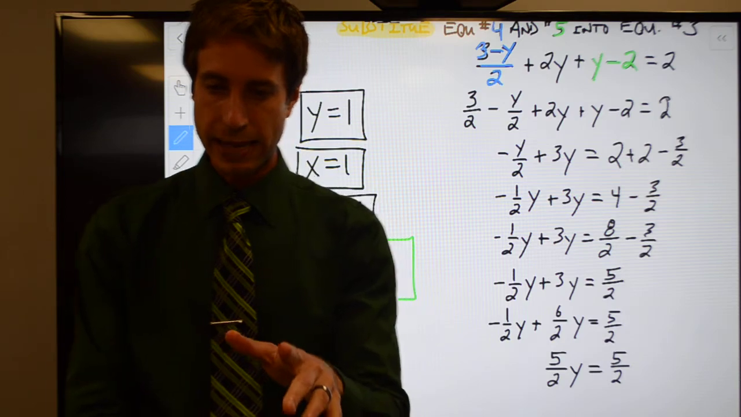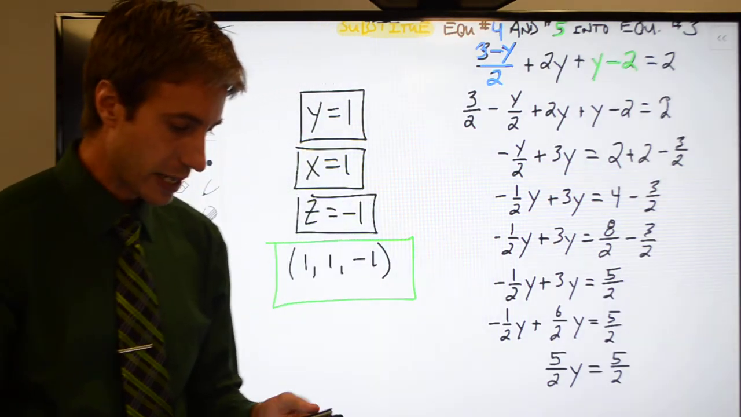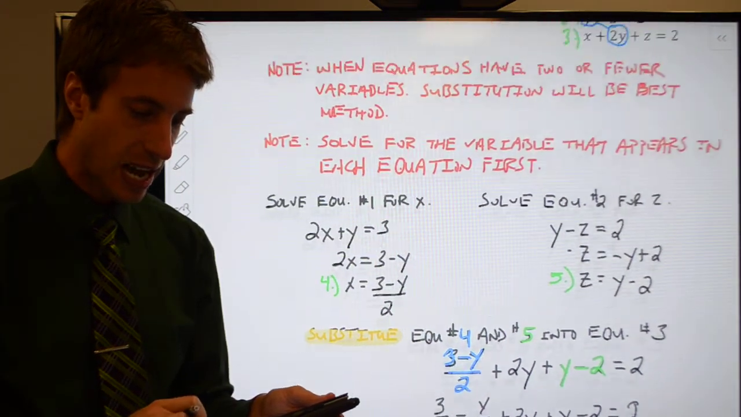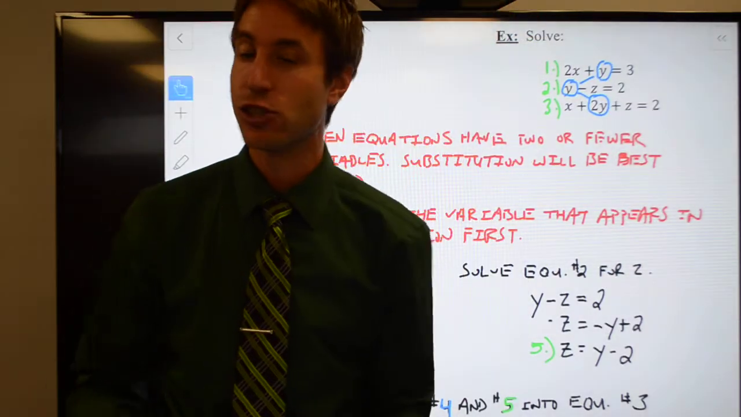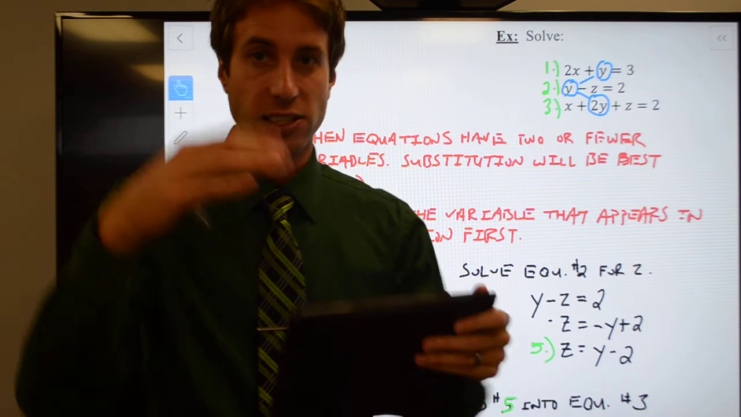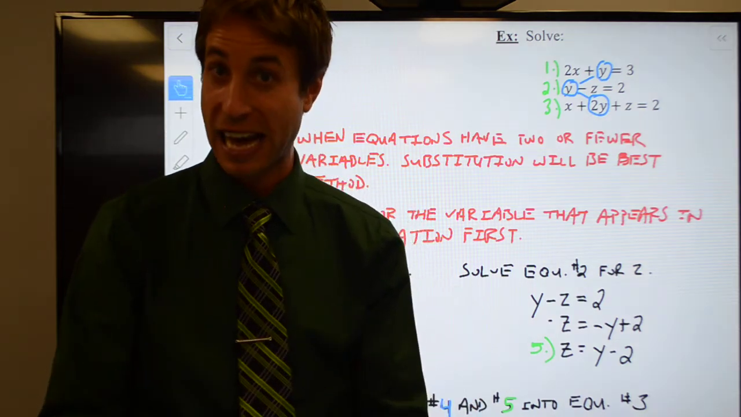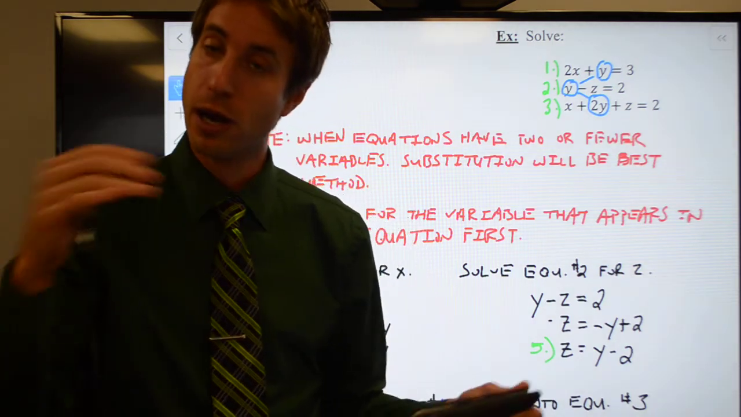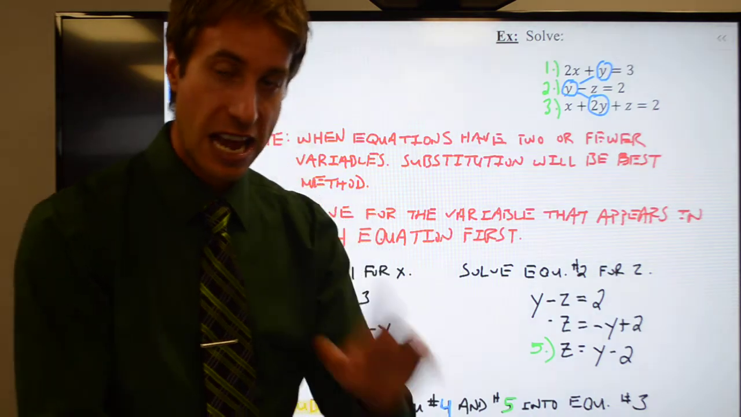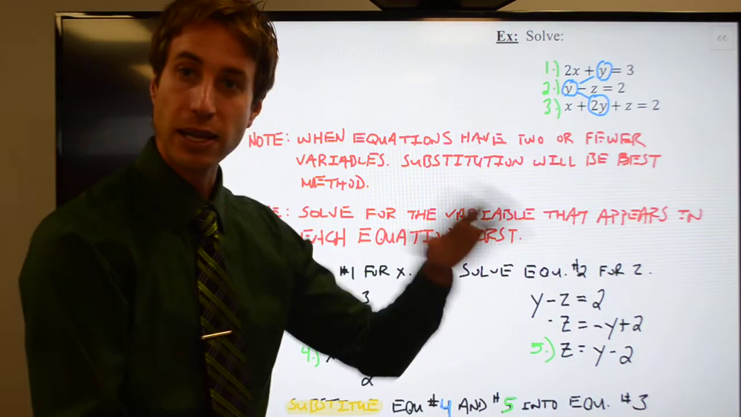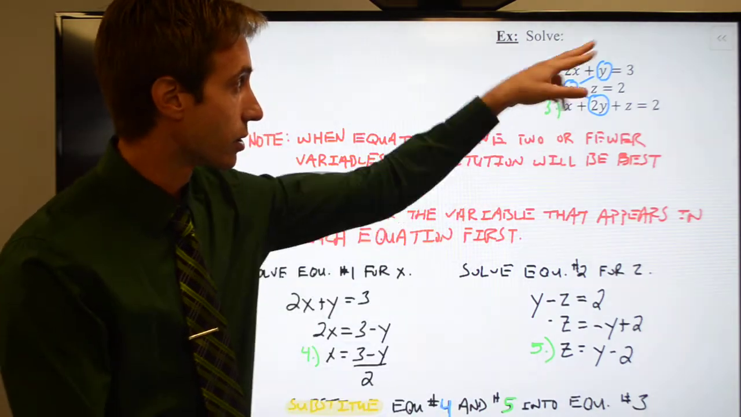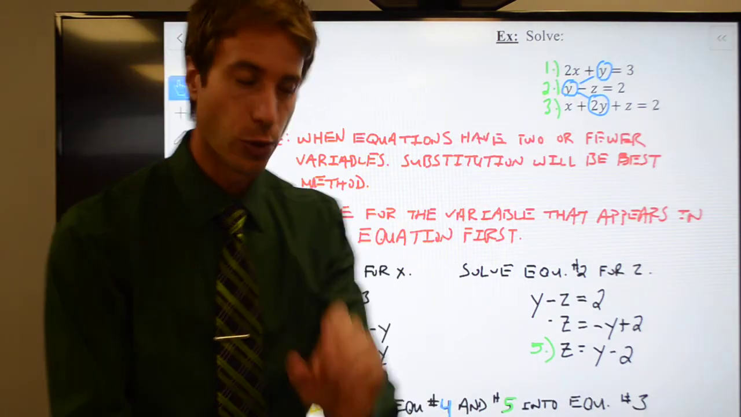Okay, here's what we did. Just to recap real quick, because I had a problem where I had 2 equations that only had 2 variables in it, substitution is going to be the fastest way to do it. Elimination will work, but substitution will be faster. Now, how do I know what variable I'm going to solve for? First, I need to find the variable that appeared in all 3 equations. That was the y.